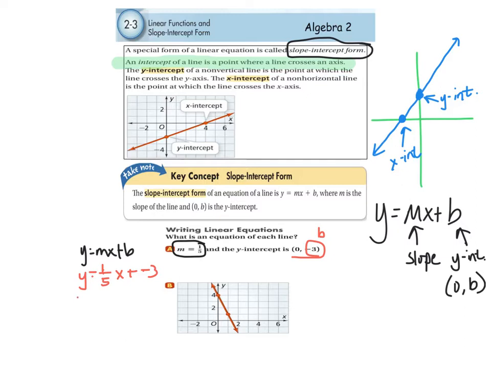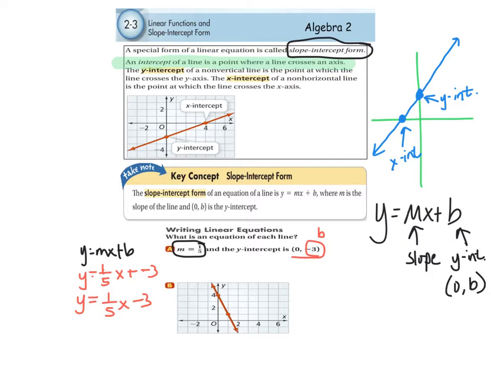So we're going to clean this up here. y equals 1/5 x and then -3, because it's negative. Now this is in slope-intercept form: y equals mx plus b.